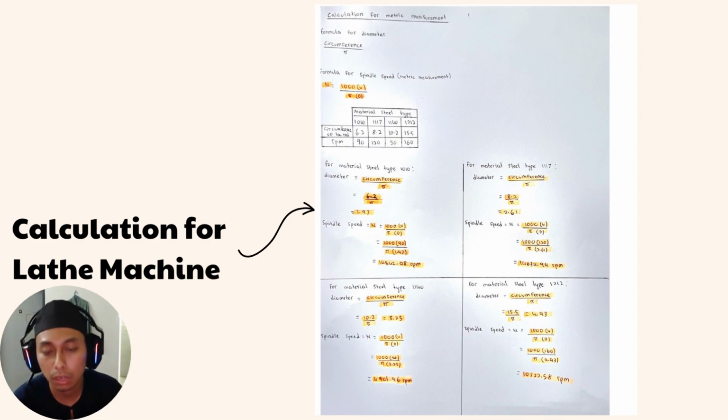For this calculation, we use metric measurement and the values already given in the table. So just use the right value for the material: steel type 1010, steel type 1140, steel type 1117, and the last one, steel type 1212.